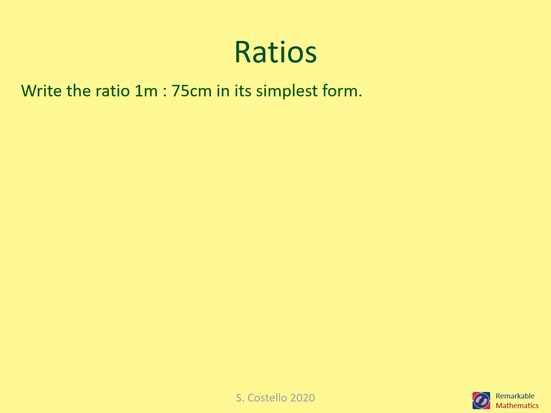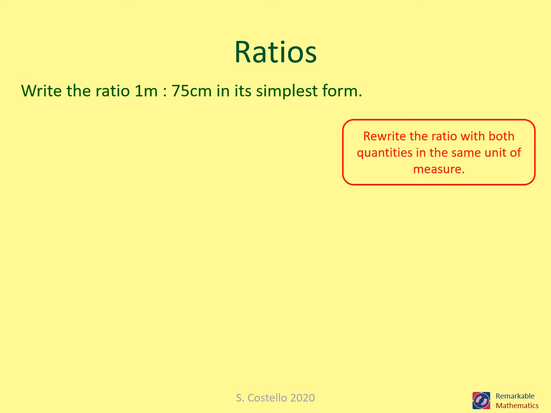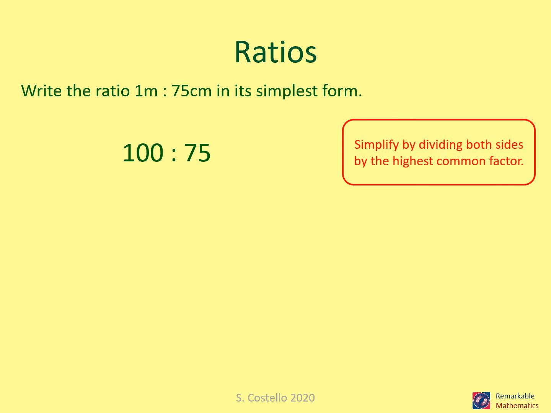Write the ratio 1 meter, 75 centimeters in its simplest form. Rewrite the ratio with both quantities in the same unit of measure. Here we have meters and centimeters. To work out the simplest form, both have to be in the same. Usually it's easier to go to the smaller one, so change everything to centimeters. So we've got 100 centimeters, 75.